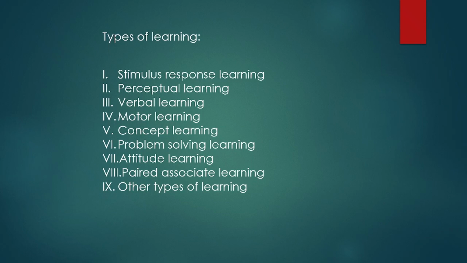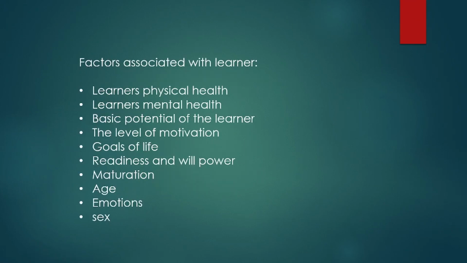Then coming to other types of learning. It is again visual, auditory, tactile and other things also. The factors associated with learning: how the factors affect the learning process. First of all, it affects the learner's physical health, mental health, basic potential of the learner, level of motivation, goals of life, readiness and willpower, maturation, age, emotions and sex.